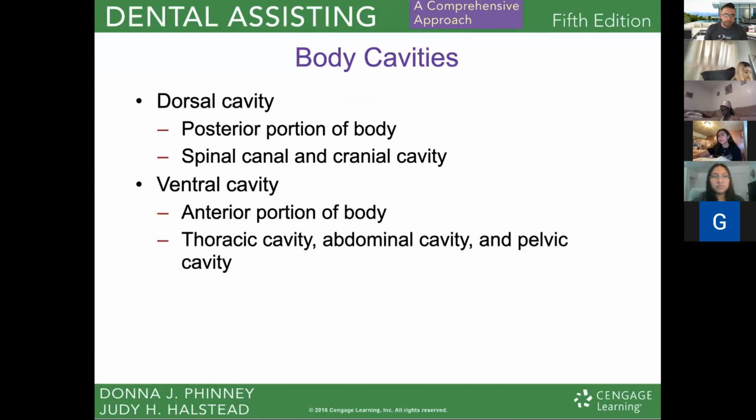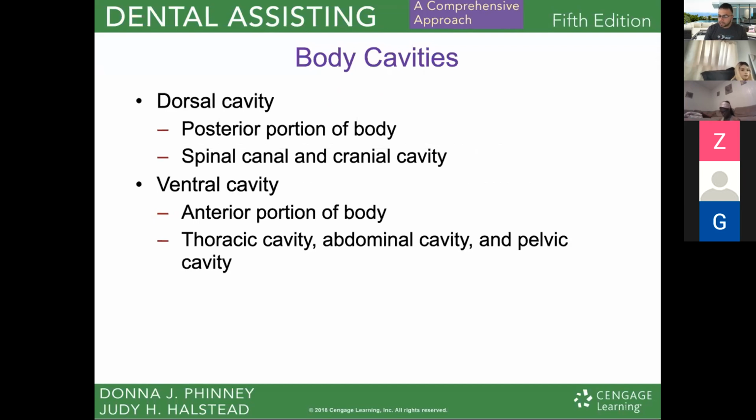Okay, so now talking about body cavities. Body cavities are spaces or areas where various structures and organs are found and divided into two sections. So we have the dorsal and the ventral. The dorsal cavity contains the spinal canal, which houses the spinal cord, and the cranial cavity, which contains the brain.